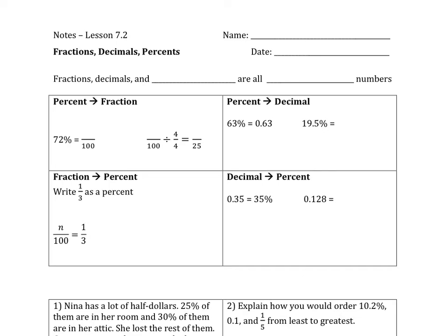Math 7, Lesson 7.2, Fractions, Decimals, and Percents. Fractions, decimals, and percents are all rational numbers.